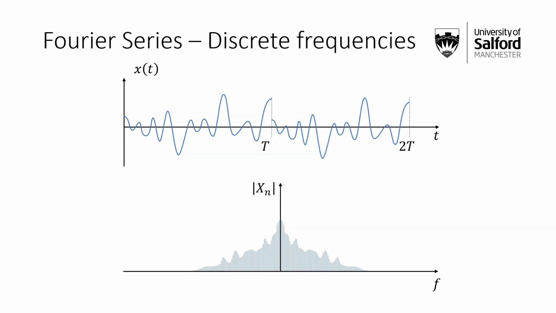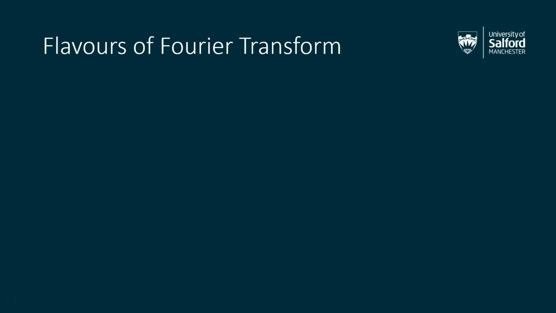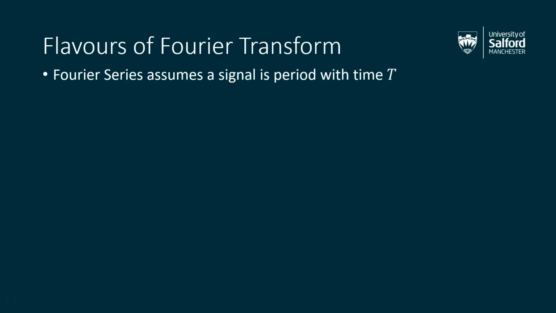So we just got the values at these xn. So let's try and build up a summary slide, flavours of Fourier transform. So Fourier series assumes a signal is periodic with time T. It's going to be a continuous time signal, and it's going to give us complex amplitudes xn at discrete frequencies, so it's like a sampled spectra.